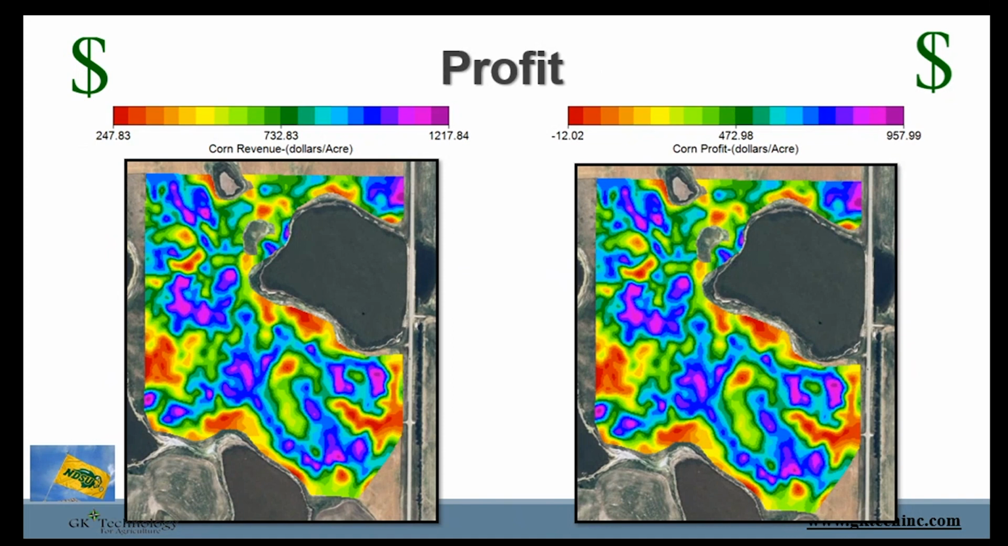Profit, all you do is subtract out what the cost is of your inputs. And you can do that from a variable rate standpoint or not. I went into the crop budget and just took a flat rate crop budget. This field is in Wells County, and so I used the East Central one and came up with a loss on the red areas of $12 to the acre. And in the purple areas, they're making about $950. But again, this was a flat rate.